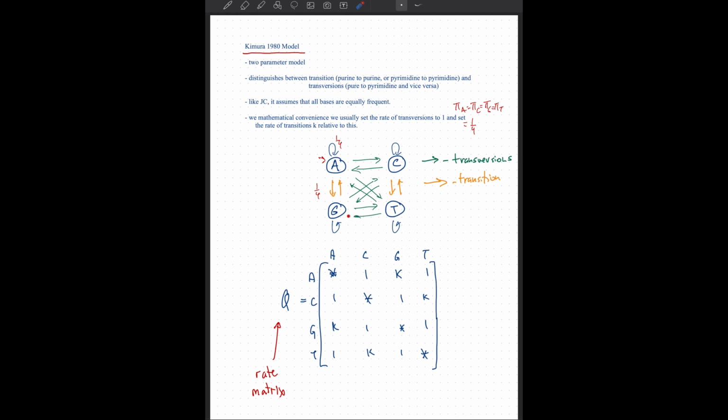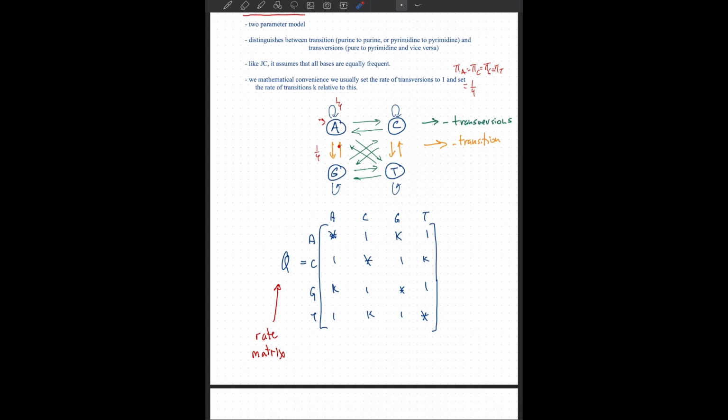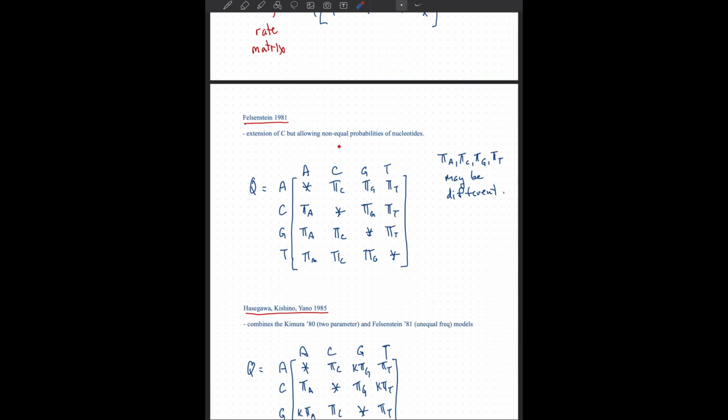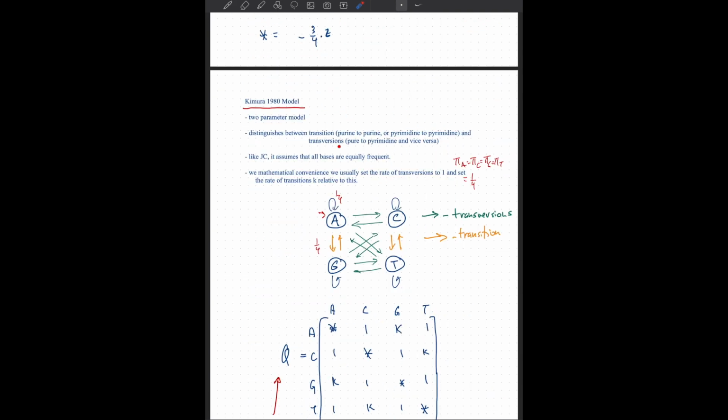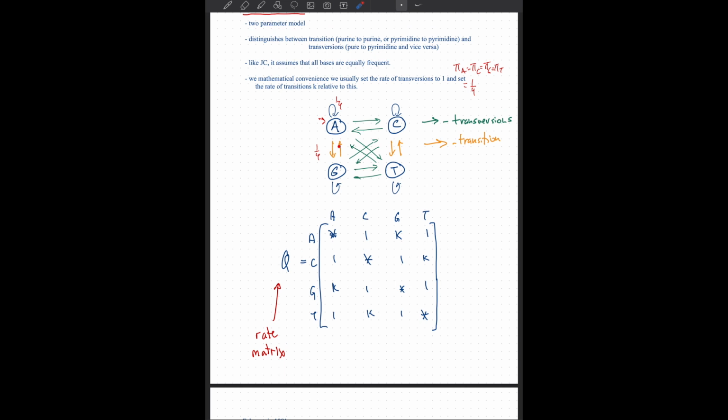So transitions are the orange arcs. So A to G and C to T are transitions, and the transversions here are in green, okay? So, yeah, there are more transversions than transitions. Well, chemically, do I have a figure here? Oh, I didn't put them in, I'm sorry. But basically the rationale of this approach is that transitions are more common than transversions.